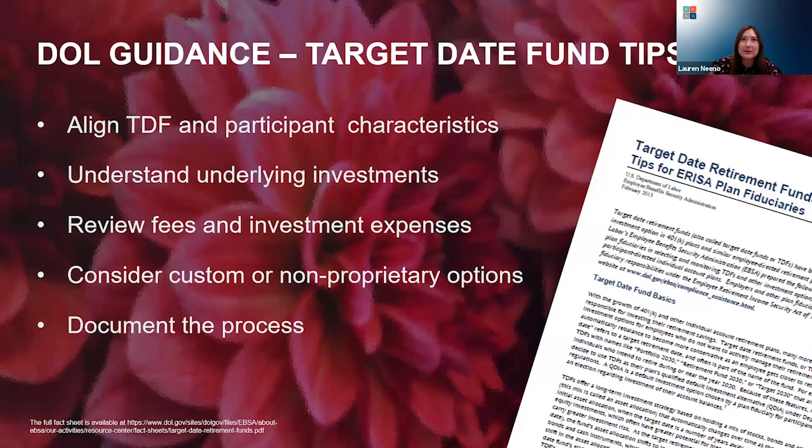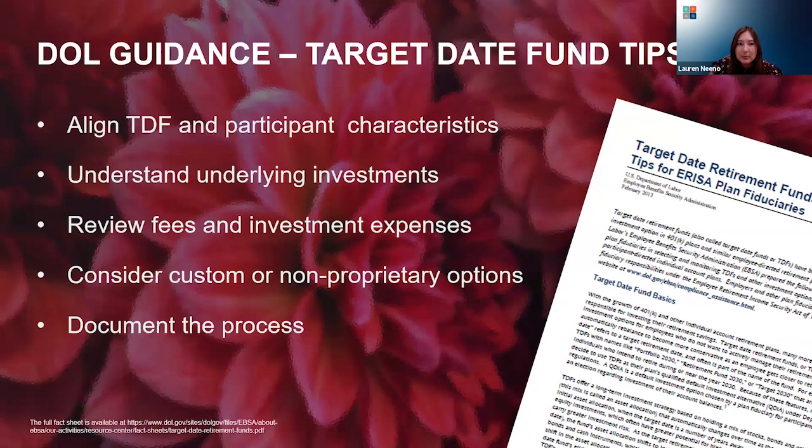So where this is all going is the Department of Labor actually came out with some guidance for fiduciaries on what our process should look like as we select and monitor target date funds for a company's plan. And what we've done is summarize that guidance here. Keep in mind as you read through some of these comments that none of the tips are necessarily specific to performance. But they are specific to this concept that we need to align the target date fund to participants' characteristics.